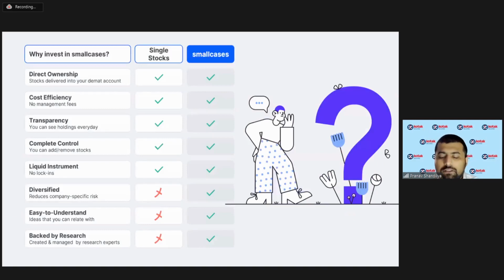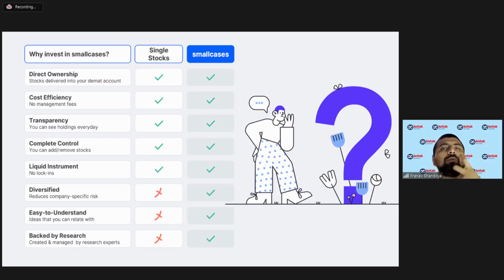So what are the advantages that we can think of immediately compared to buying one or two single stocks in our portfolio? Some of the similarities between buying a smallcase and investing in a single stock is direct ownership of stocks, which means when you use your Kotak account to buy one single stock, this stock comes to your demat account.